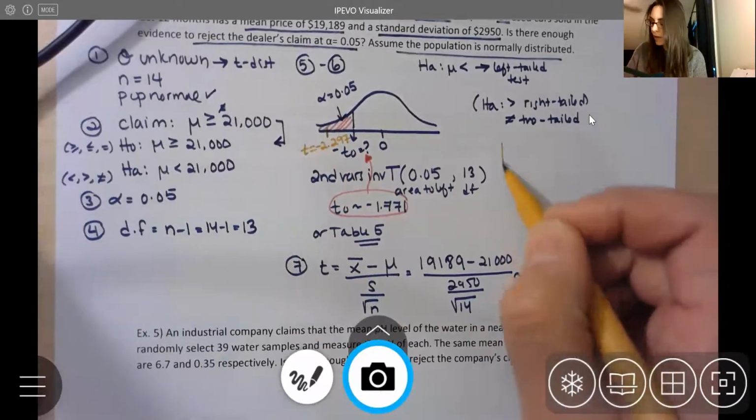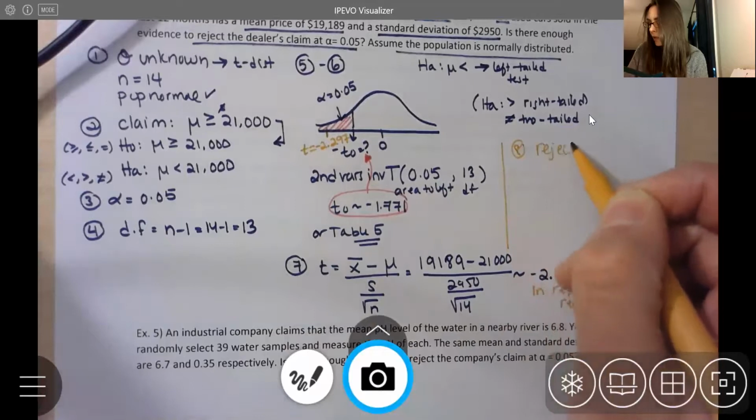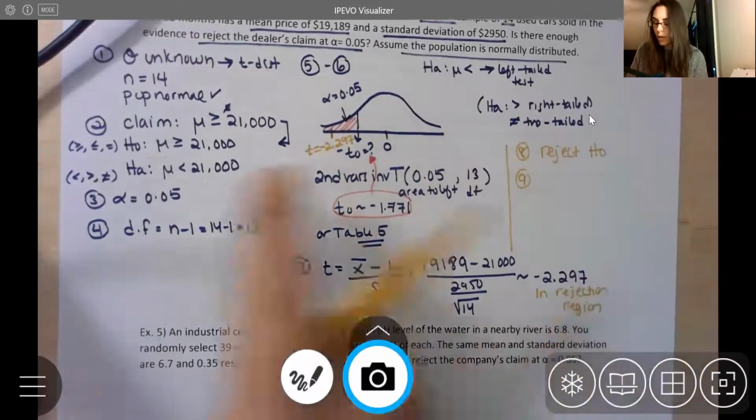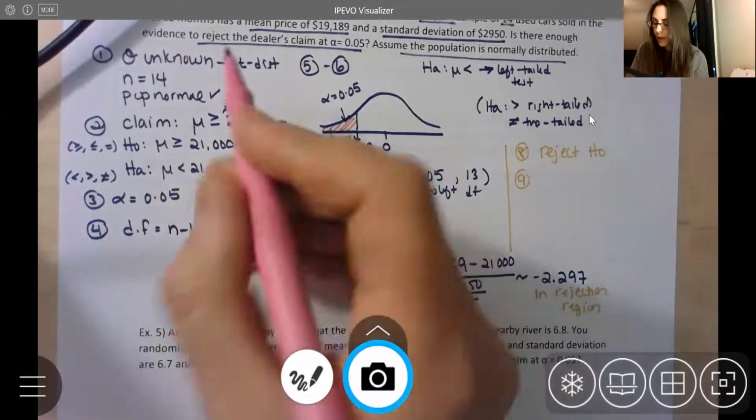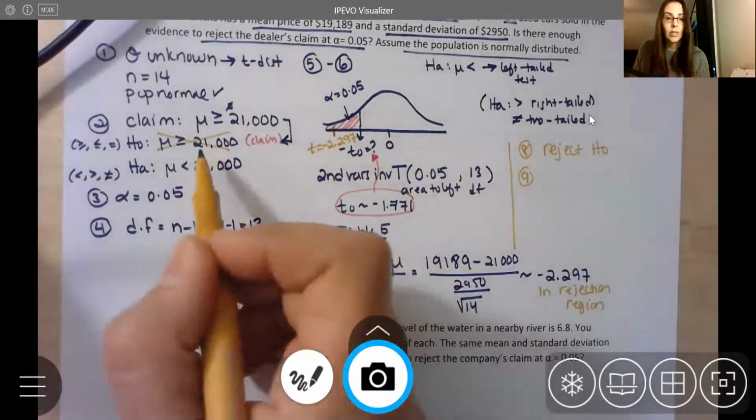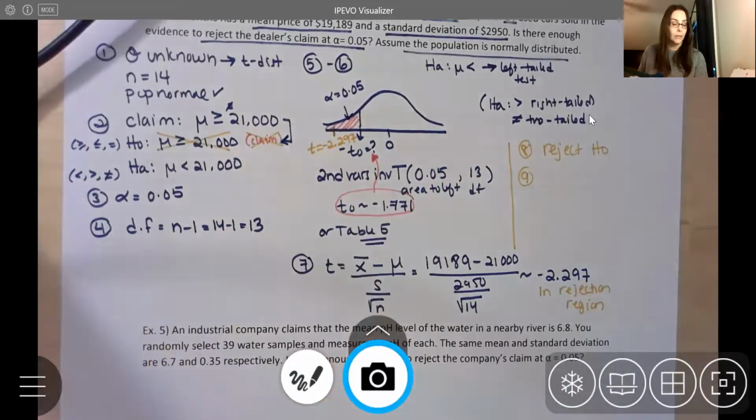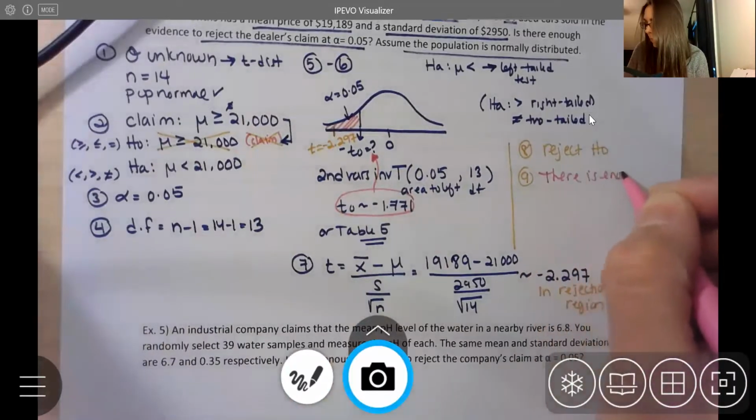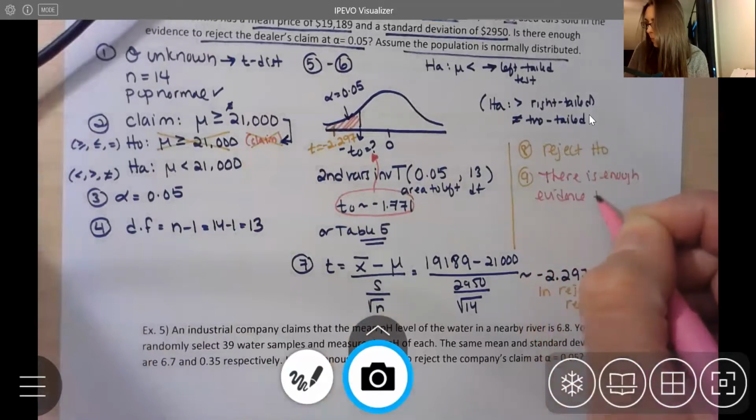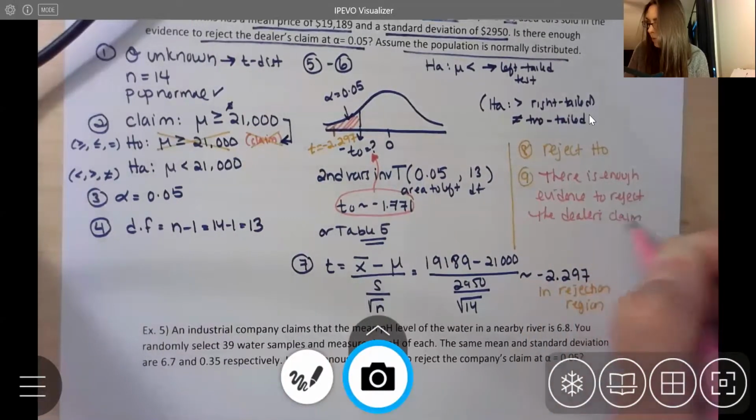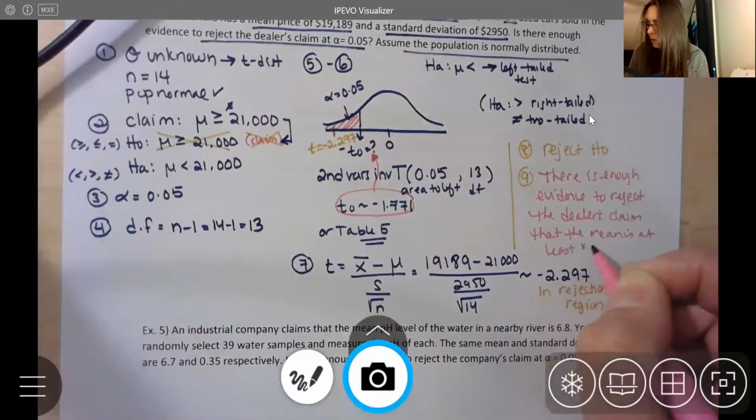So what we're going to end up doing here, and this is the last few steps, is we are going to reject the null hypothesis. And again, this is because it lies in that rejection region. And just keep in mind, the null hypothesis happened to be our claim here. So since that happened to be our claim, we must also be rejecting the claim. So there is enough evidence to reject the dealer's claim here that the mean is at least 21,000.